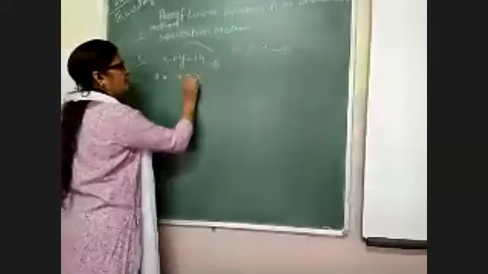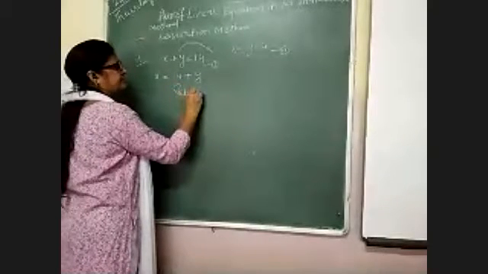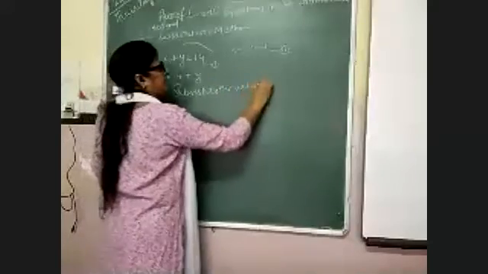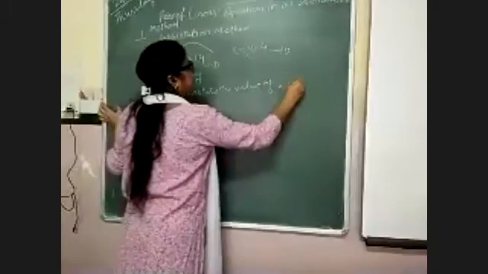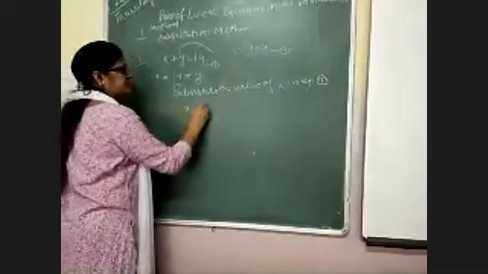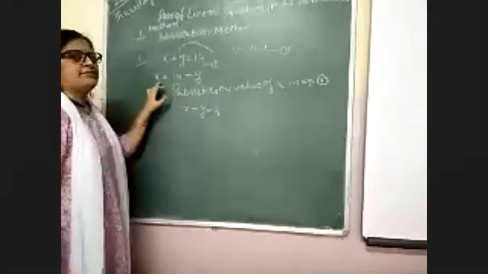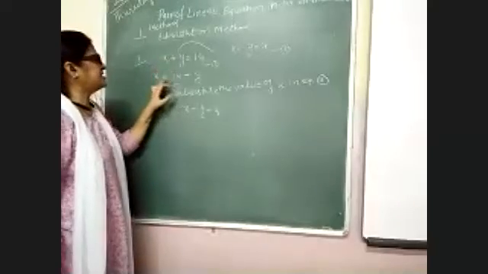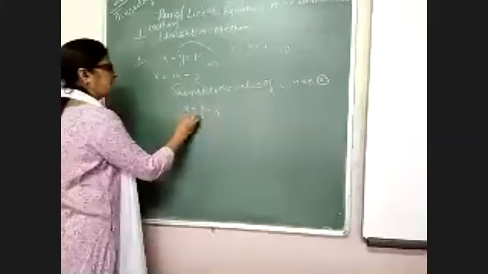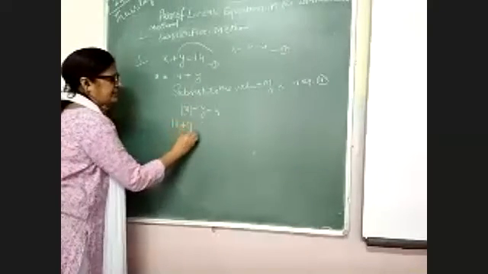Substitute the value of x in equation 2. This is your second equation, x minus y equal to 4. And the value of x from the first equation is 14 minus y. Now you will put the value of x here, 14 minus y.